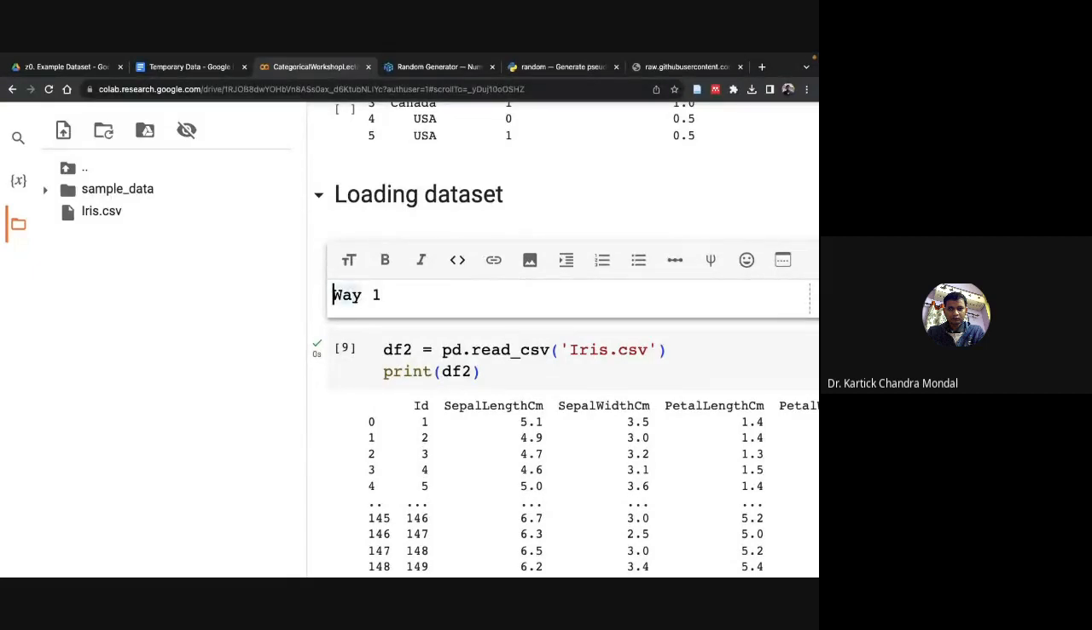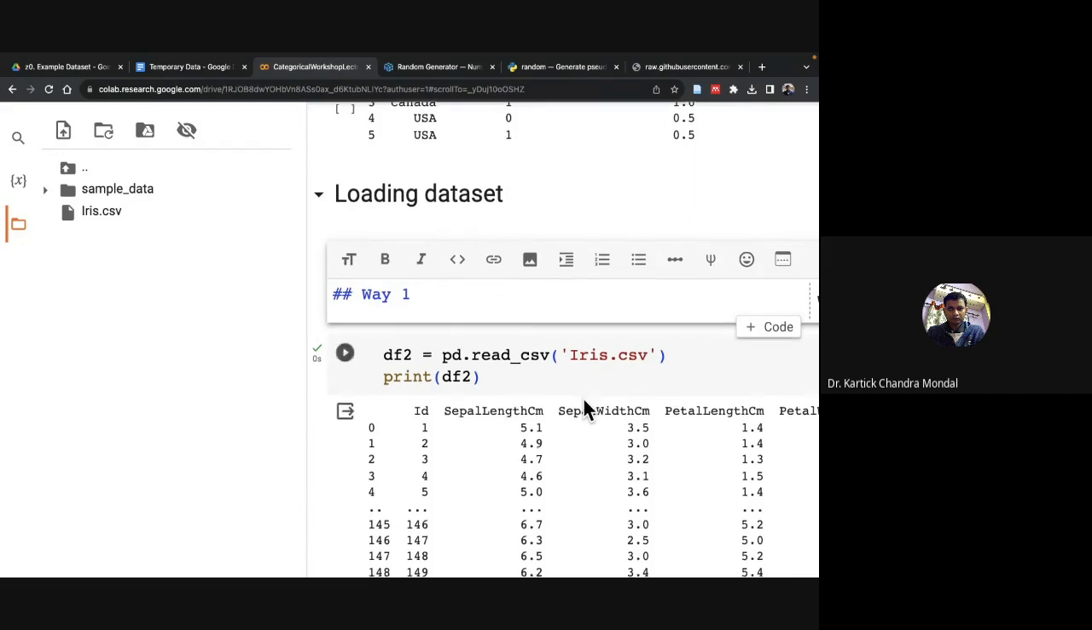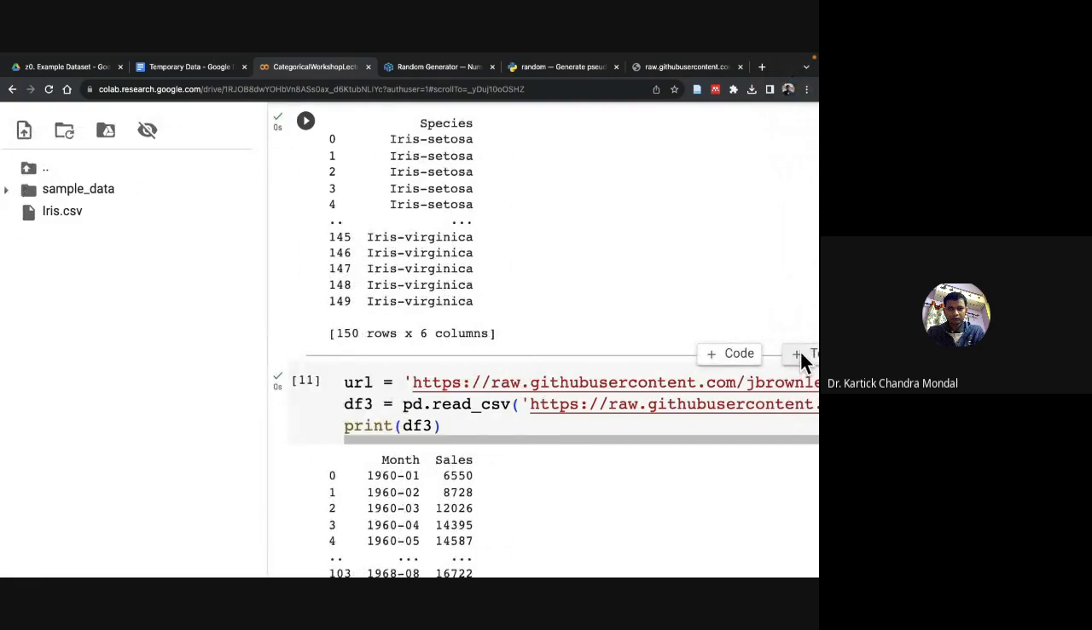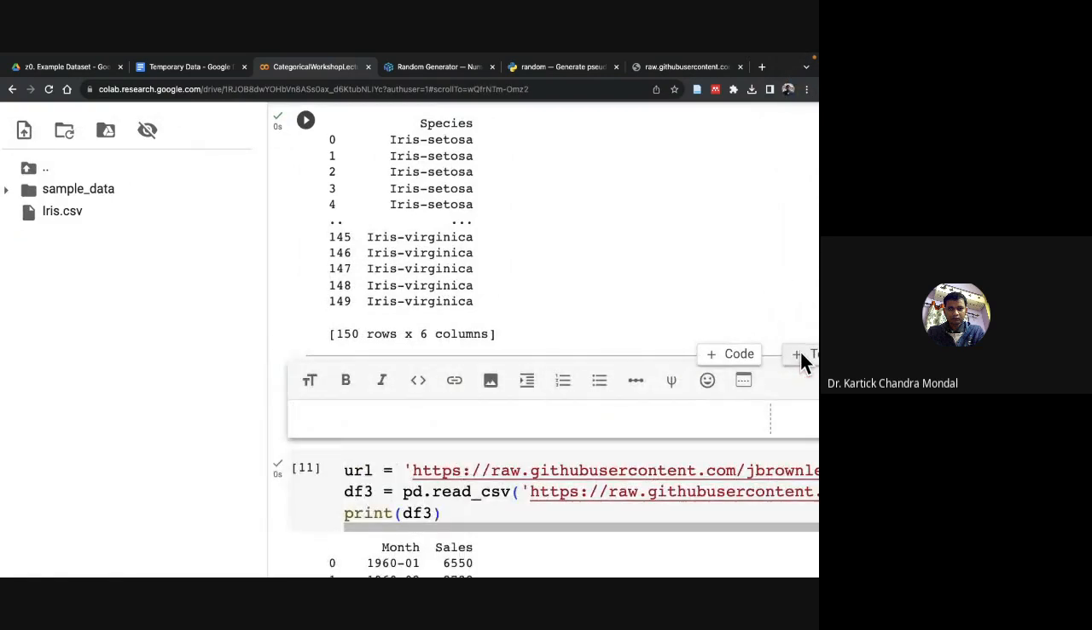So this is way 1, and this is way 2. There are many others. There are 4 or 5 different ways available to load the data set. I have just shown you 2. You can explore later on.